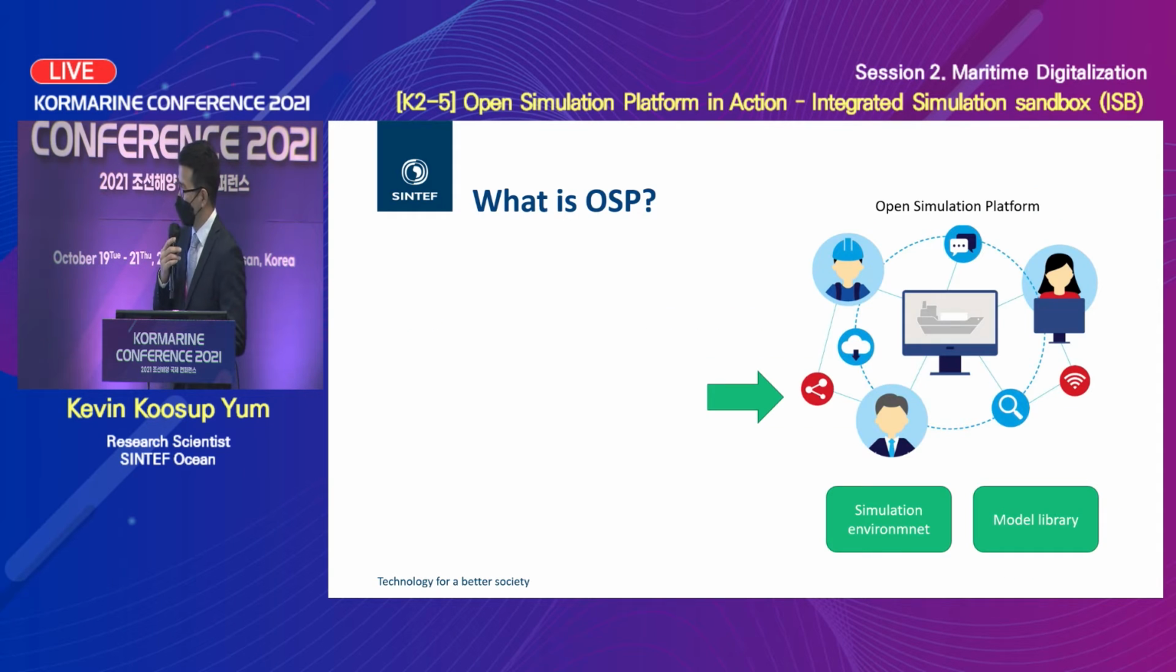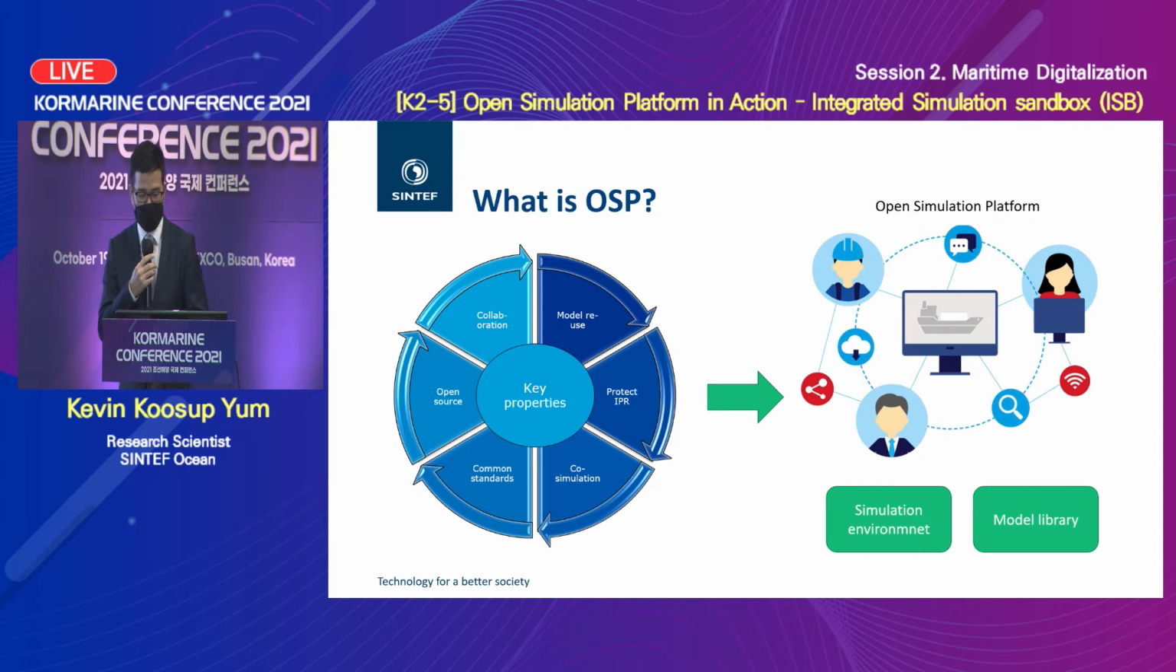So, what is OSP, and what does OSP try to solve in this context? The Open Simulation Platform, OSP, aims to provide the means to create a system simulation model in a collaborative way, by easily exchanging and reusing models while protecting intellectual property rights. It is an open source industry initiative for co-simulation for marine equipment, systems, and the entire ship. It follows and provides common standards for collaboration across stakeholders.